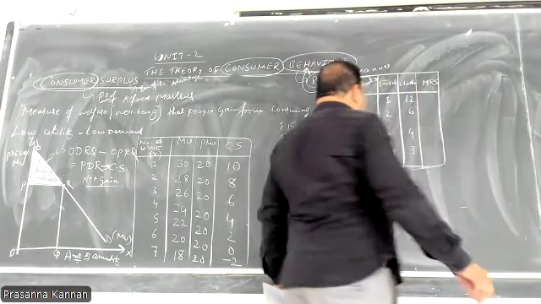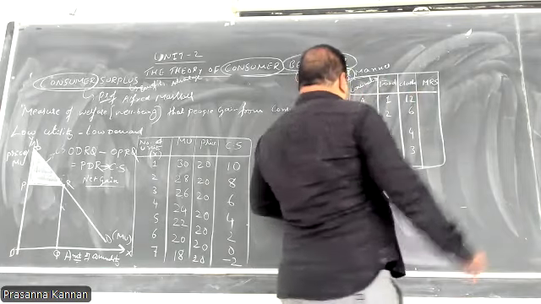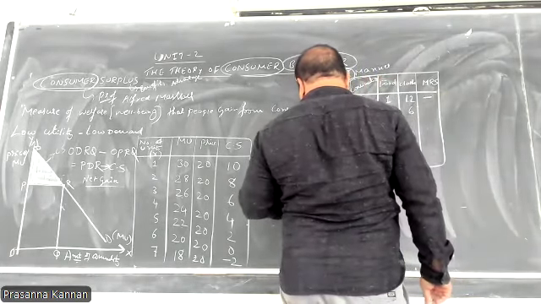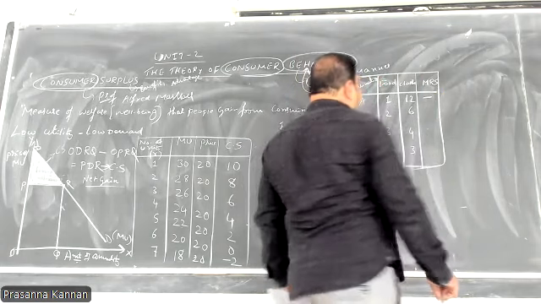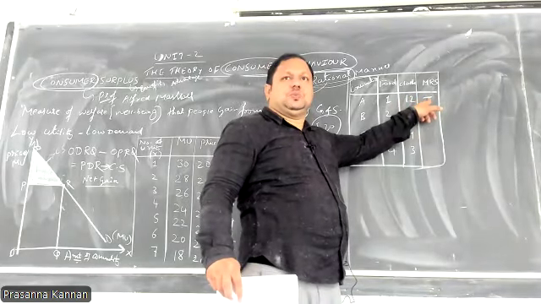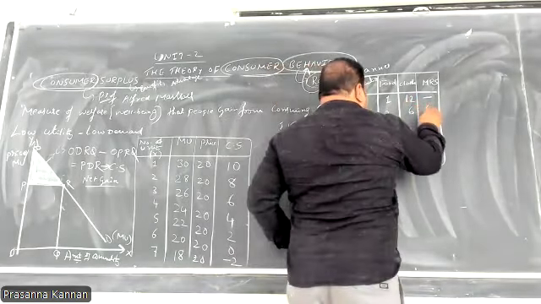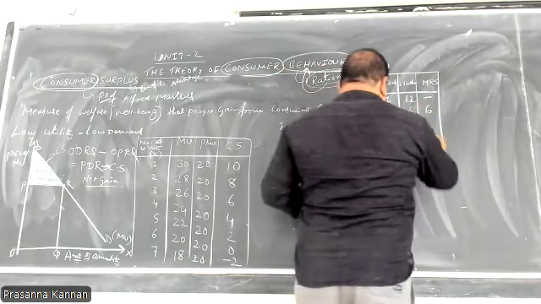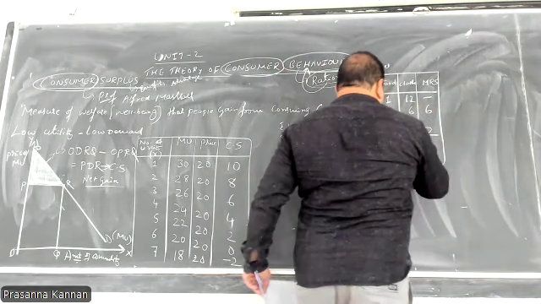Now see here, MRS for the first unit. Let me not take anything. 12 minus 12 will be nothing, 0. 12 minus 6, 6 minus 4, 4 minus 3.